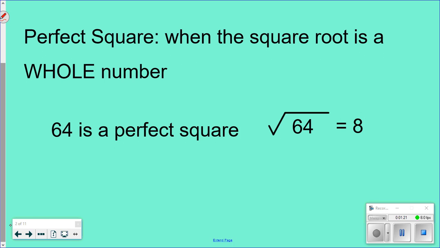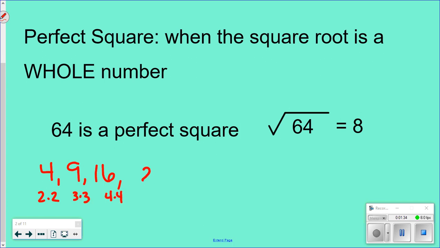But in other words, 2 times 2, 4 would be a perfect square. 9 is a perfect square. 16 is a perfect square because I take 2 times 2 to get 4, 3 times 3 to get 9, 4 times 4 to get 16. 25 would be a perfect square. 36 is a perfect square. 49 is a perfect square. 64, wait, is that right? Yep, 64, 81. Another perfect square would be 100.